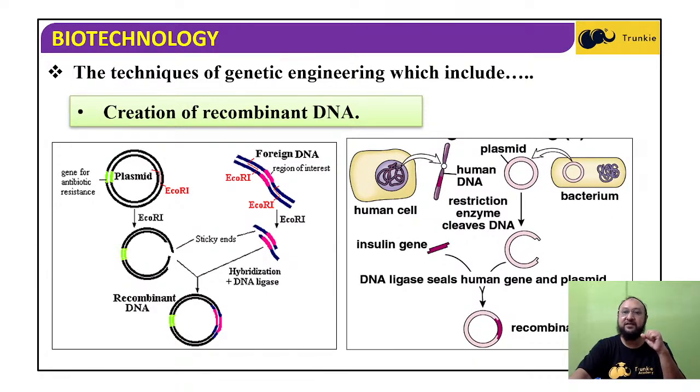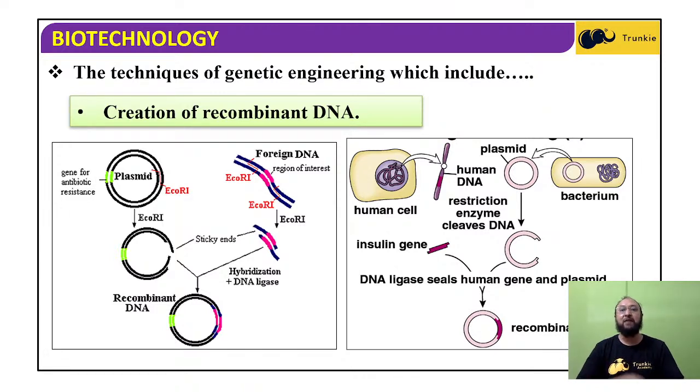So the plasmid is there, human DNA and the restriction enzyme cut, and then we got the insulin gene, as I told you earlier as an example. Insulin is a peptide hormone secreted from the beta cells of the islets of Langerhans of the pancreas, and these genes are responsible for coding and expressing the formation of insulin. So this insulin gene is taken out and inserted into the plasmid for the production of insulin.